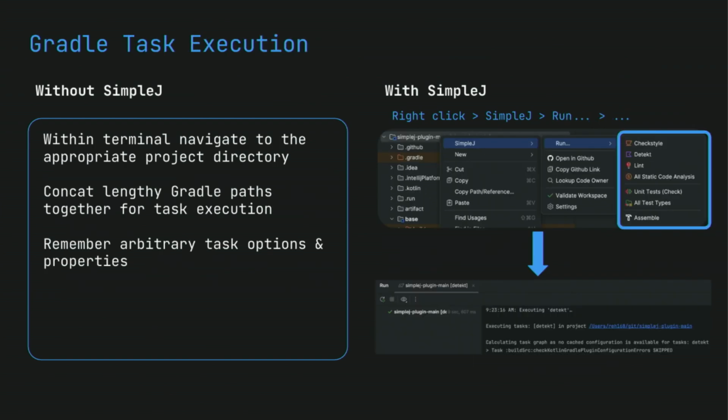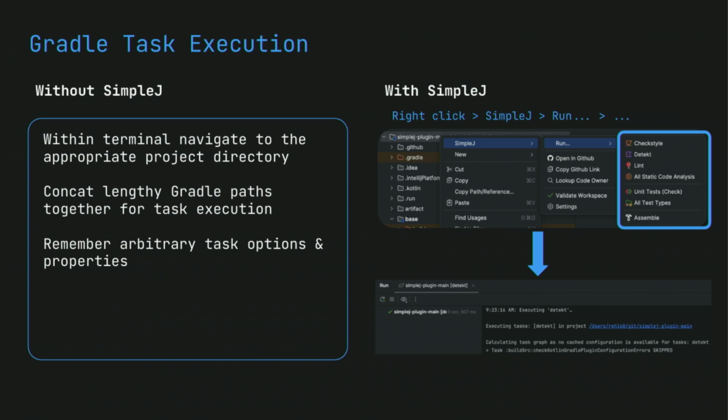When it comes to executing Gradle tasks, prior to IntelliJ, engineers would manually navigate to the module or directory they'd like to run Gradle tasks within, or trigger the Gradle tasks via the Gradle task panel within the IDE. If they were using the terminal, there was also the potential for concatenating lengthy Gradle paths together for task execution. And finally, engineers would have to remember arbitrary task options or properties whenever running specific commands.